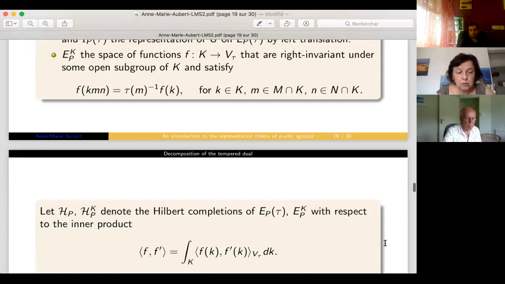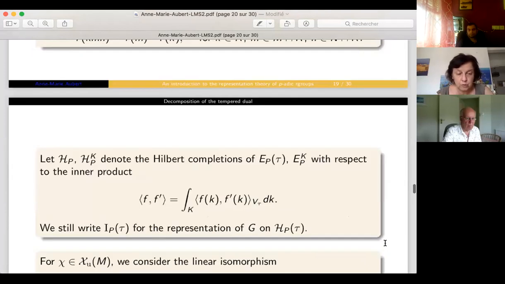And we will need to consider the Hilbert completion of both these spaces with respect to the usual inner product, which is written here. And we still denote by I_P of tau the representation of G on this Hilbert space.